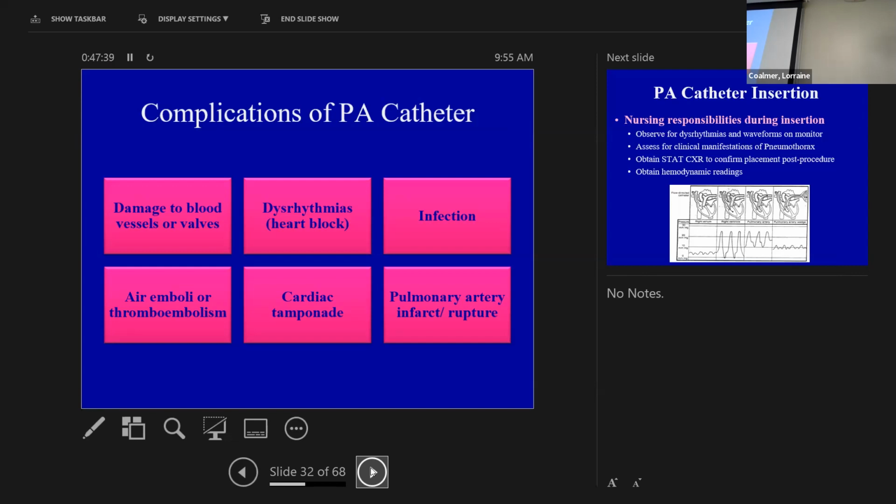Okay. If I leave the balloon inflated, it could potentially infarct the pulmonary artery. You know, an area where it's not getting blood flow. Does that make sense? So you don't want that balloon really inflated. Absolutely not. So it could rupture. Pulmonary artery could infarct.